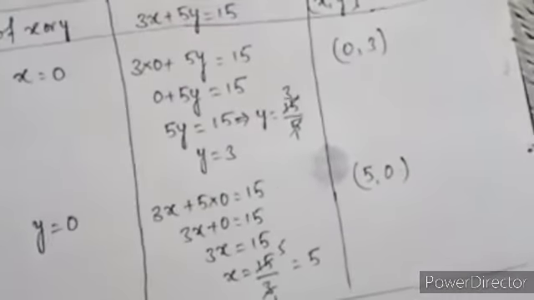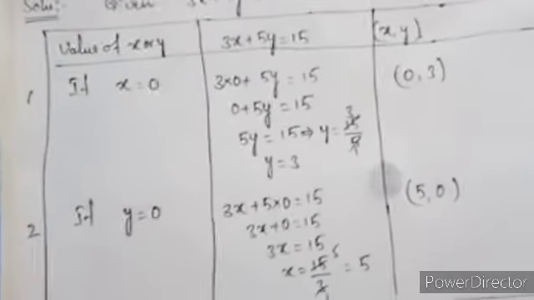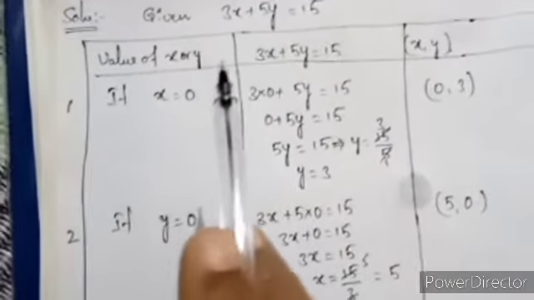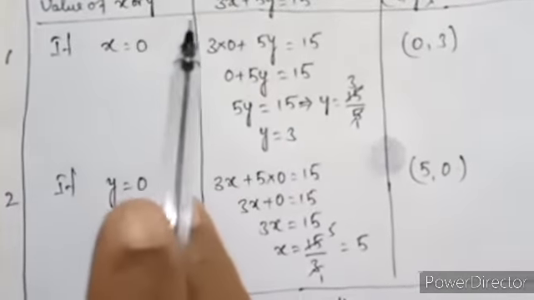Let us see the first problem of Exercise 6.3. Exercise 6.3, first bit, third one, I will explain to you. Draw the graph of 3x plus 5y is equals to 15. How to draw the graph of 3x plus 5y is equals to 15? Given 3x plus 5y is equals to 15. Take a value of x or y.